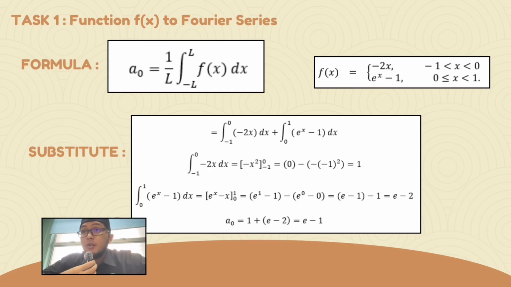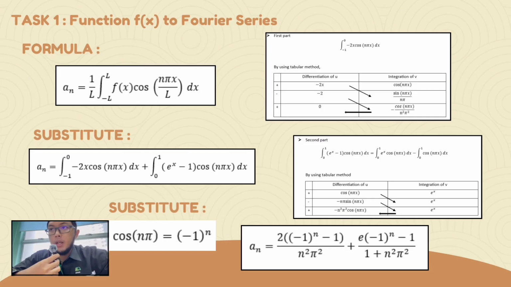So to find the constant a0, we will use this formula: 1 over L integral from negative L to L of f(x) dx. Since we have a piecewise function, we need to separate this integral: from negative 1 to 0, the function will be negative 2x, and the integral from 0 to 1 for the function e to the power of x minus 1. So we will solve this, and we get a0 equal to e minus 1.